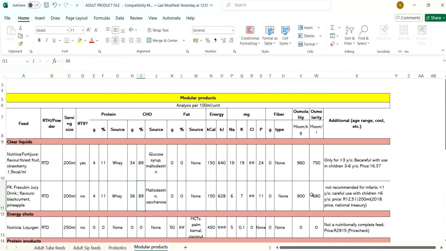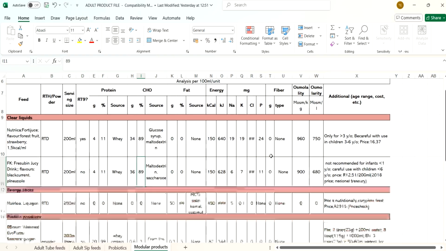Okay, so now we have the modular products. So modular basically refers to those products that don't have one or more of the macronutrients in them. Okay, they are specifically focused on a specific macronutrient, if that makes sense, or macronutrients, right? So you're going to add in all of your clear fluids in here, all of your protein products in here, your micronutrient mixes in here as well.